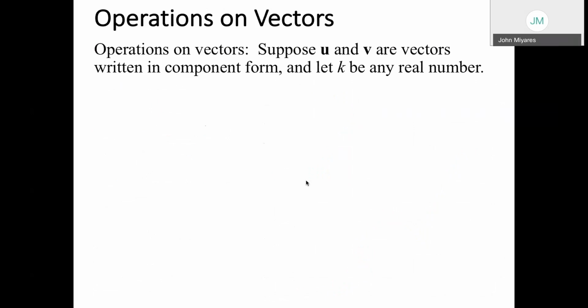Let's talk about operations on vectors. Suppose vectors u and v are written in component form, and I'll introduce this value k to be any real number. Now, when I say component form, I'm basically saying that vector u is going to look like it has horizontal component u1 and vertical component u2 inside the angle brackets, while vector v I will label here as having horizontal component v1 and vertical component v2. So it will be v1 comma v2 inside these angle brackets.